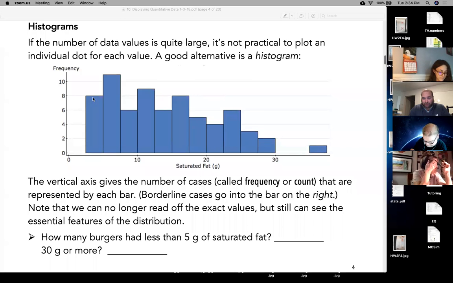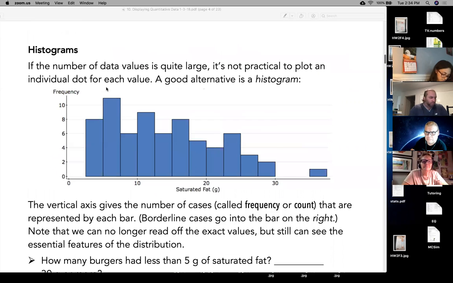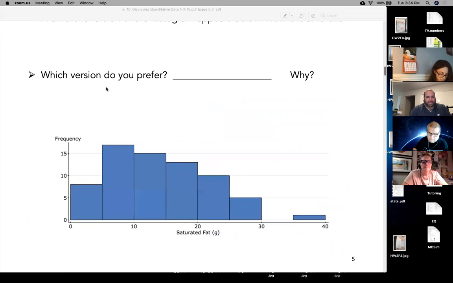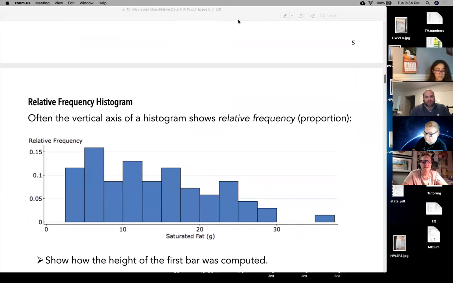Eight. So eight out of how many? How many were there all together? 59. So what is 8 over 59? What is 8 over 59? 0.1160. So notice that the height of the first column, 0.1160, is the proportion of hamburgers that fall in each bar. Not the actual amount, but the proportion. So it's really giving us the same information if we know the total number.